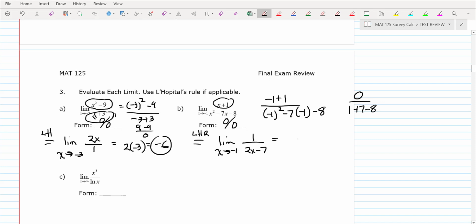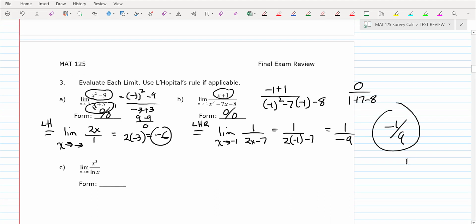We did problems in class where sometimes you did L'Hopital's rule 2 or 3 times. That could happen theoretically. But if it doesn't, then you just try again. And this would be 1 over 2 times -1 minus 7. So that looks like 1 over -9, which is okay to write the answer that way. It's just -1/9. L'Hopital's rule, you can do that if it's 0 over 0.